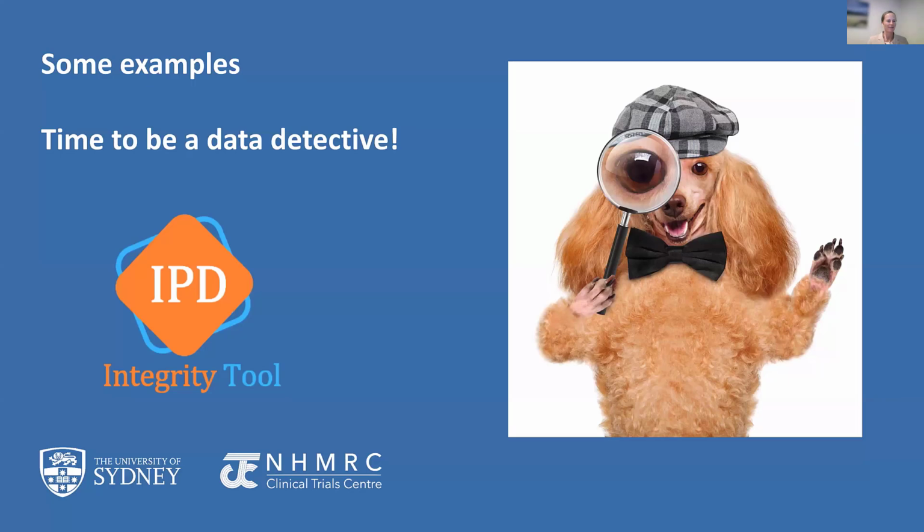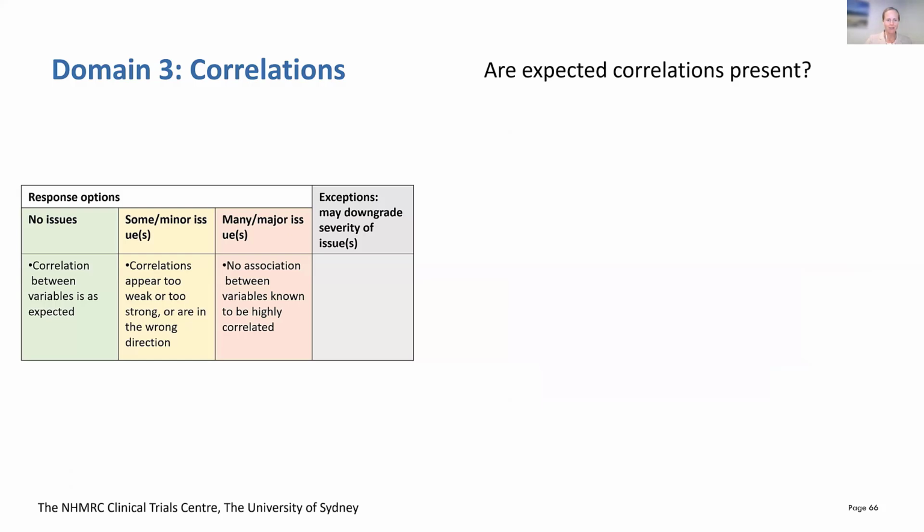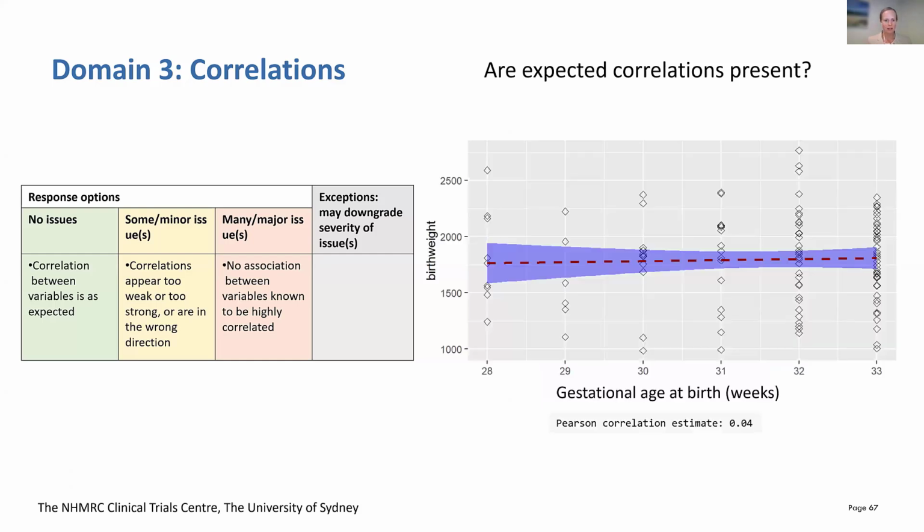So now we're going to move on to some detective work. We have some examples here, and we're going to ask you what you think. The first one relates to correlations. Here we have the relevant information from the decision table for you to look at to guide your rating. And then we're going to look at: are expected correlations present here?